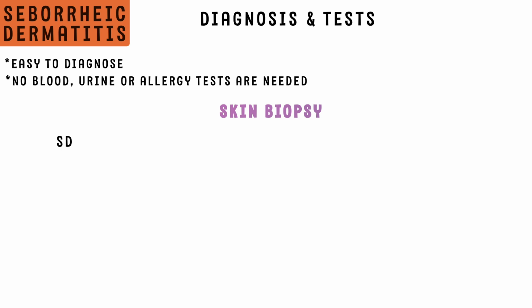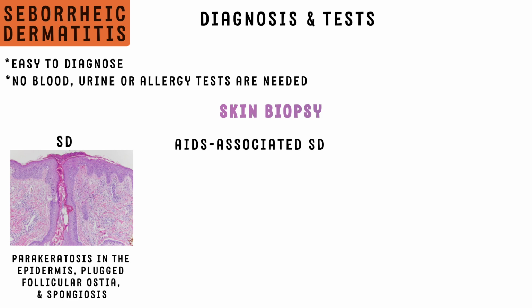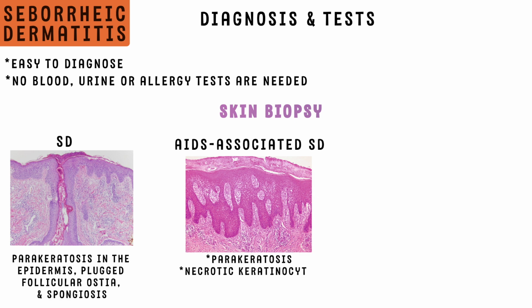Seborrheic dermatitis demonstrating parakeratosis in the epidermis, plugged follicular ostia, and spongiosis. AIDS-associated seborrheic dermatitis more commonly presents as parakeratosis, a few individually necrotic keratinocytes within the epidermis, and plasma cells in the dermis. Yeast cells sometimes are visible within keratinocytes on special stains.